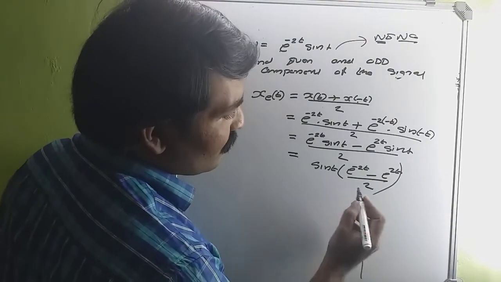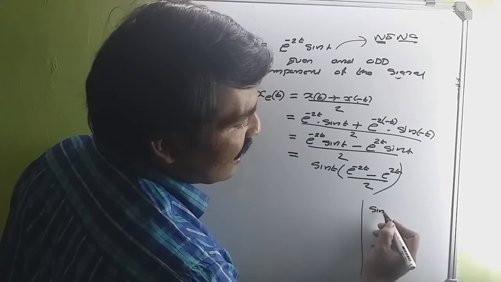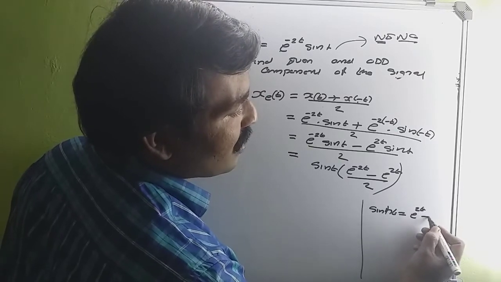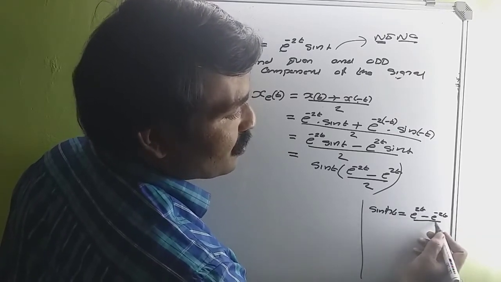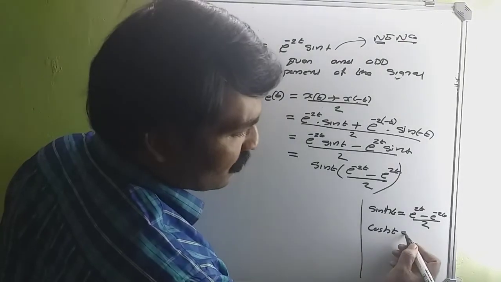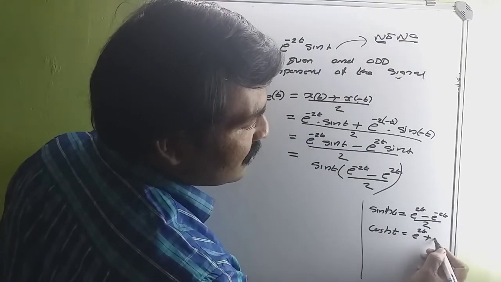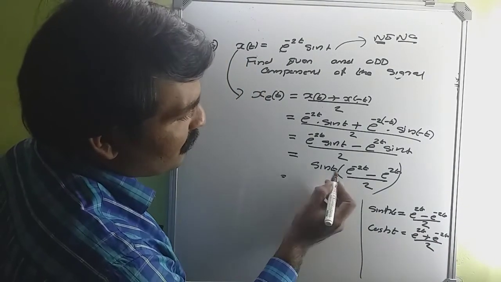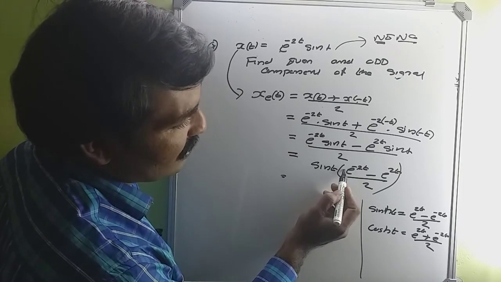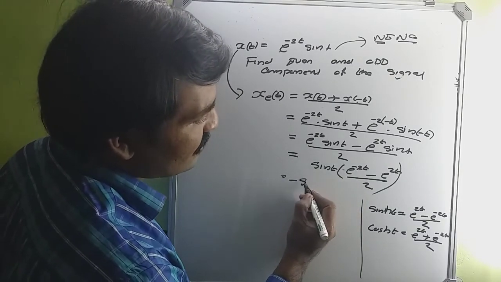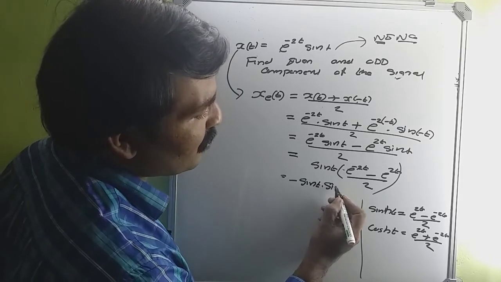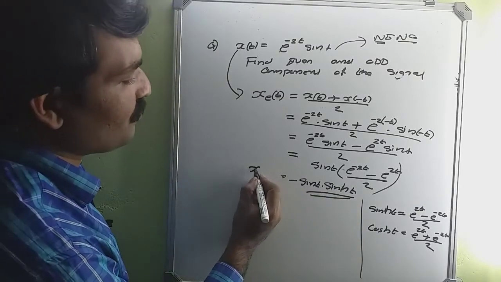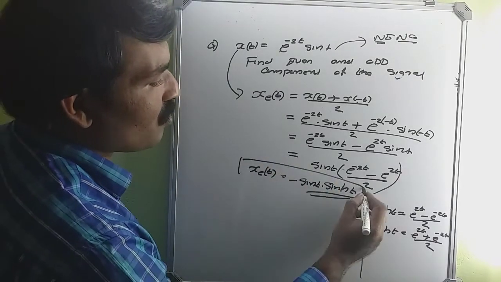Now sinh t, that is hyperbolic sine, is equal to e raised to 2t minus e raised to minus 2t by 2. Hyperbolic cosine is equal to e raised to 2t plus e raised to minus 2t by 2. So we can write this as minus, the minus is taken outside. So this becomes minus sin t into sinh 2t. That is the even component of this signal.